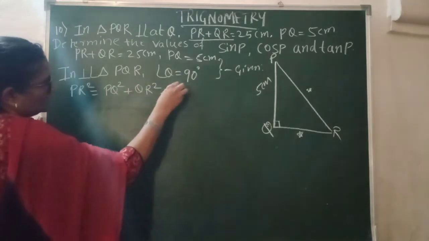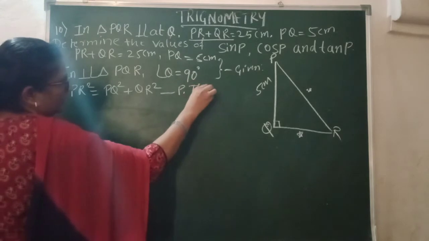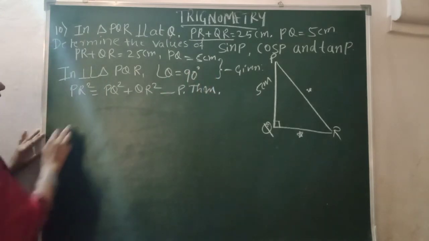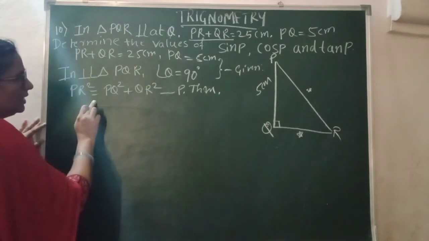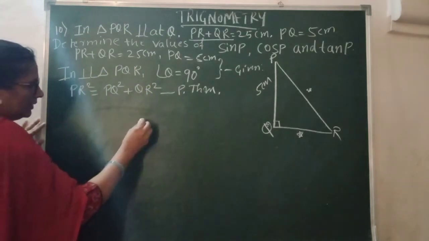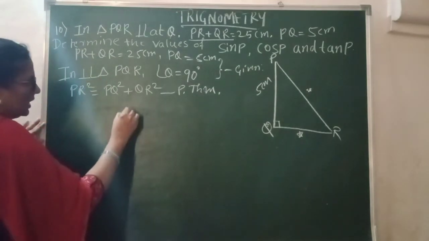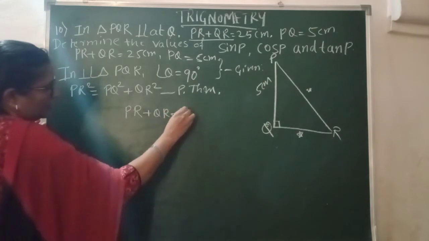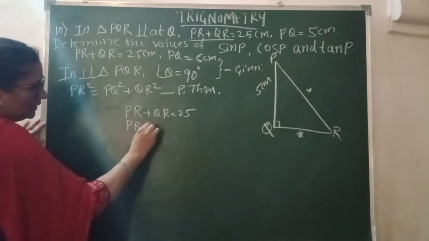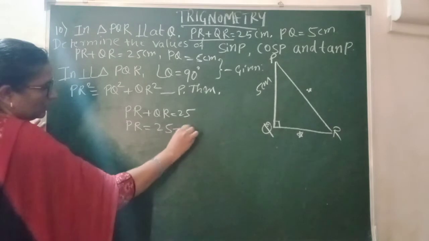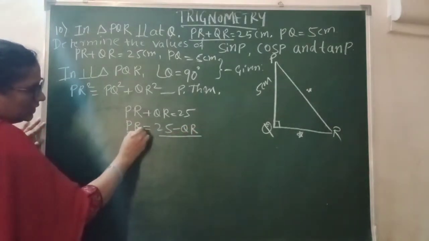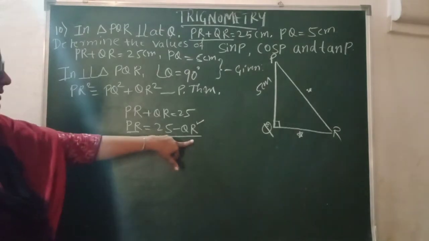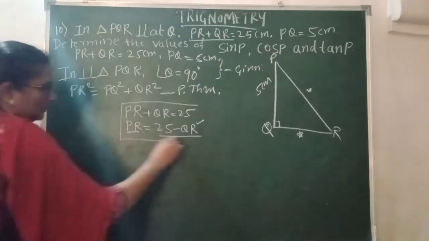This is the Pythagoras theorem property. Now look at this one. We are given PR plus QR, and we don't know the value of PR. So I am going to do it this way. I am writing PR plus QR is equal to 25. I can write PR is equal to 25 minus QR. That means I converted PR in terms of QR. So in place of PR I can write 25 minus QR.